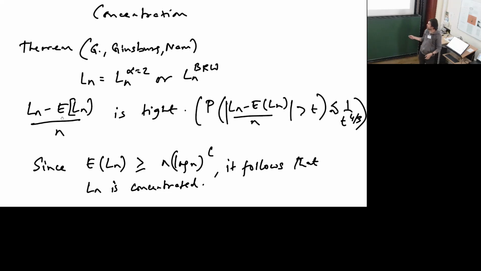So although I don't expect this concentration to be sharp for the Poisson model, for the branching random walk or the Gaussian free field, I expect this already proves that linear in n is the right fluctuation order. Now, whether you can get, like, what is an upper bound?